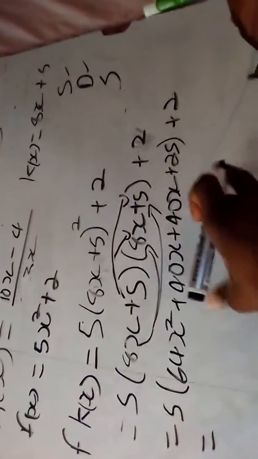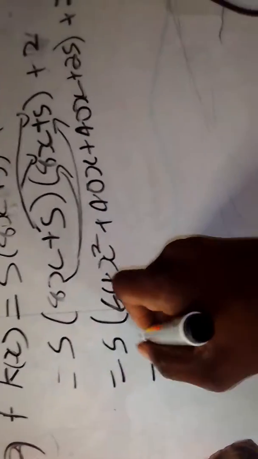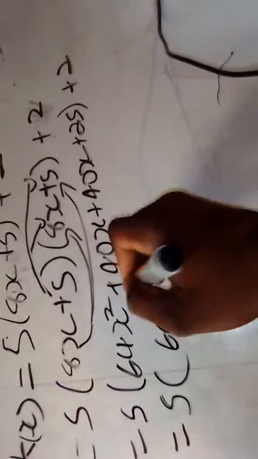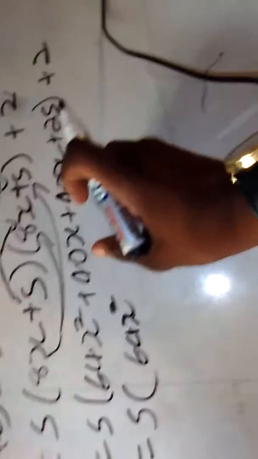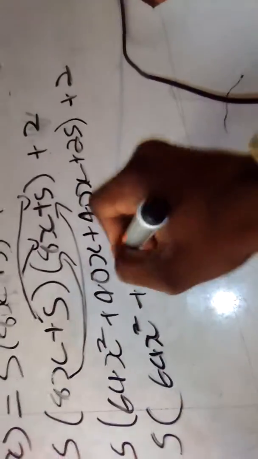Now, before we can distribute the 5 outside by everything inside, we have to simplify the inside first, right? So we put the 5, then a bracket. Now we have 64x squared here, so we just write the 64x squared. We have nothing to add the 64x squared to, so we just put it by itself because we can't group it. However, we have 40x plus 40x, so we can add these two and we get 80x. Then just put back the 25, then put back my plus 2.